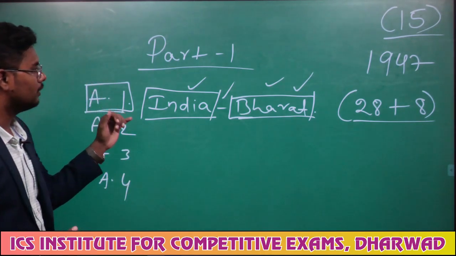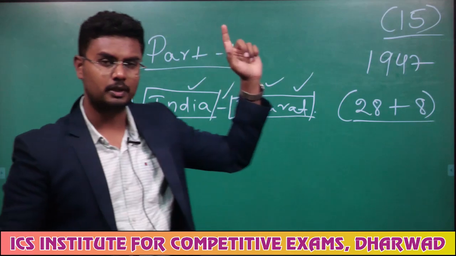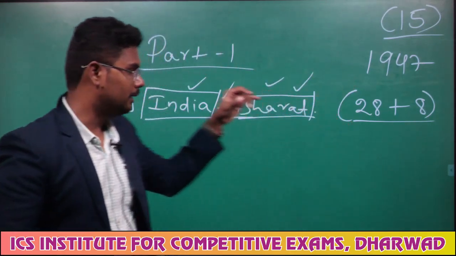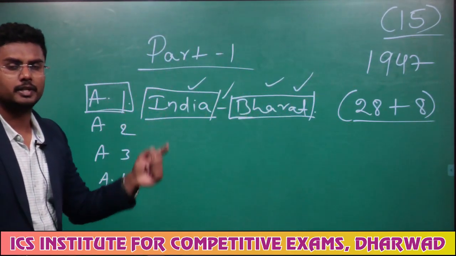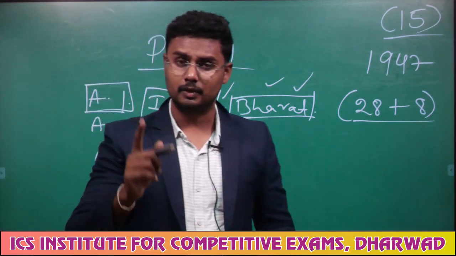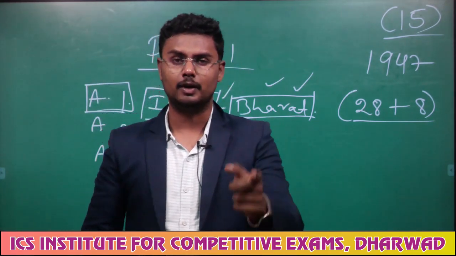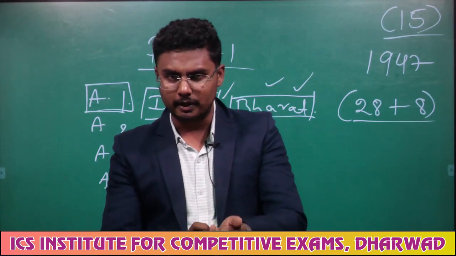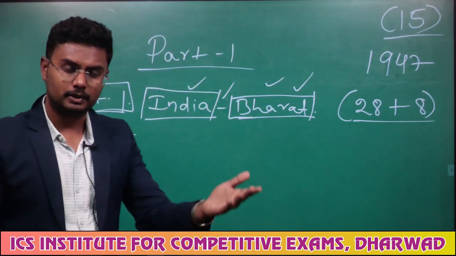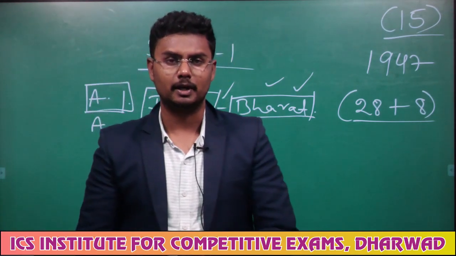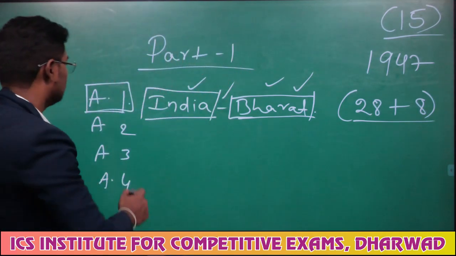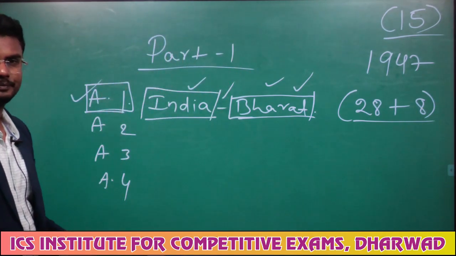Fine. So this is about Article 1. We understood Part 1, which talks about the Union and its territories, and under Part 1, Article 1 says India, that is Bharat, shall be a union of states, and the territory of India would consist of states, union territories, as well as foreign states or foreign regions incorporated by India. Right? So I hope Article 1 is clear.